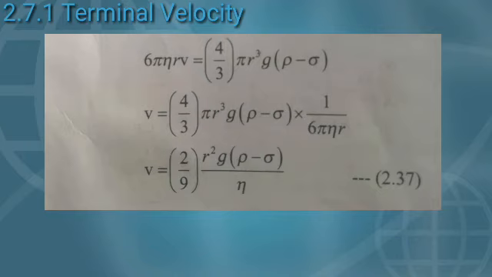For finding the velocity v, we move the term 6 pi eta r to the right hand side, and it goes to the denominator. The equation becomes v is equal to 4 by 3 pi r cube g into rho minus sigma into 1 by 6 pi eta r. Taking the LCM on the right hand side, the equation becomes v is equal to 2 by 9 r square g into rho minus sigma by eta. This is the expression for the terminal velocity of the sphere.